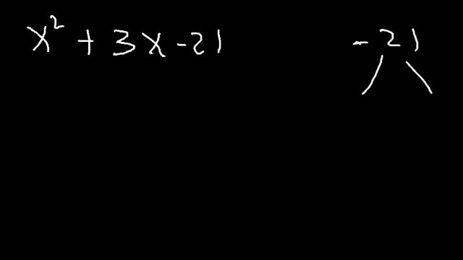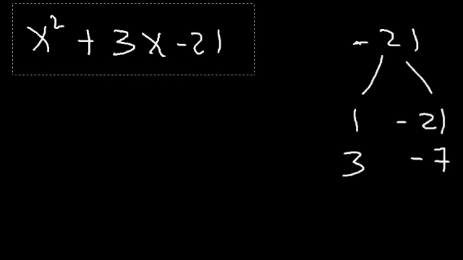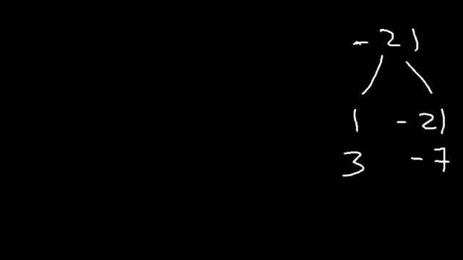So go ahead and try this example. X squared plus 3x minus 21. So let's make a list of the factors of 21. So we have 1 and negative 21. 2 doesn't go into it. 3 and negative 7. Actually, this one is not factorable. So let's change it. Let's make it x squared minus 4x minus 21. Actually, plus 4x minus 21.